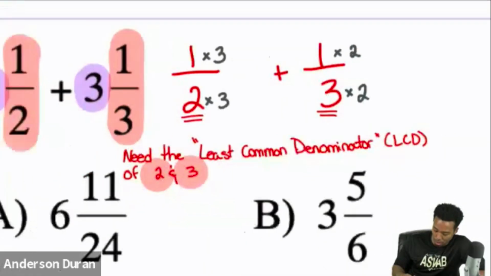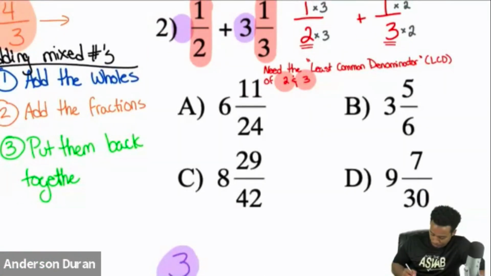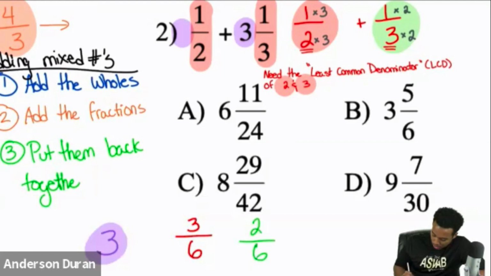And so let's slowly write this out here and make sure we're good. That 3 is still off to the side over here. This first one, I'm going to grab it. 1 times 3 is 3, 2 times 3 is 6. I'm going to grab the other one here, using green. 1 times 2 is 2, 3 times 2 is 6.